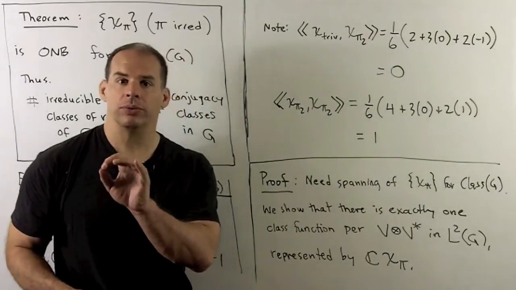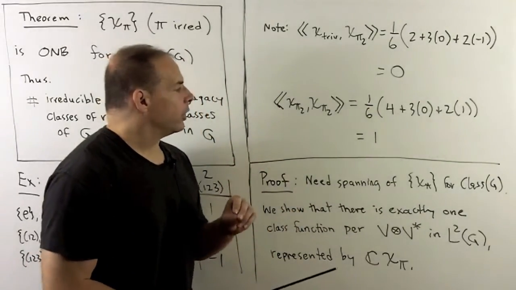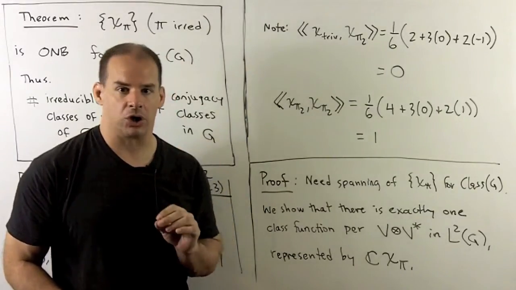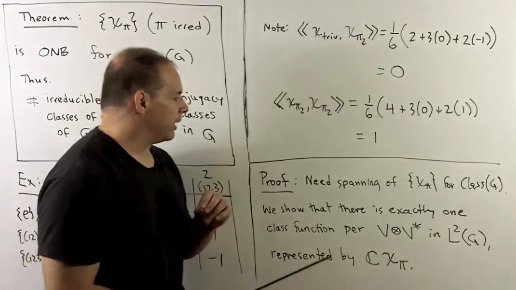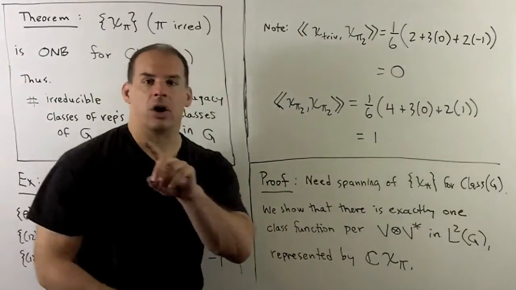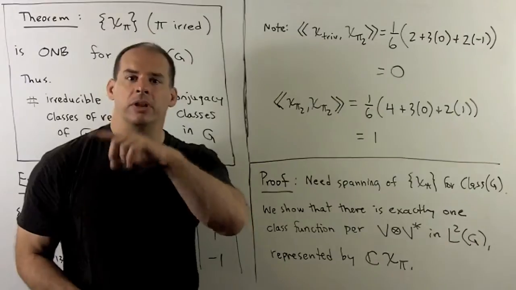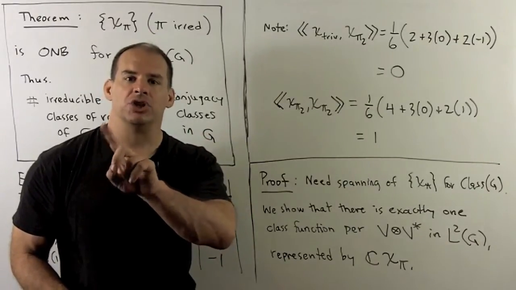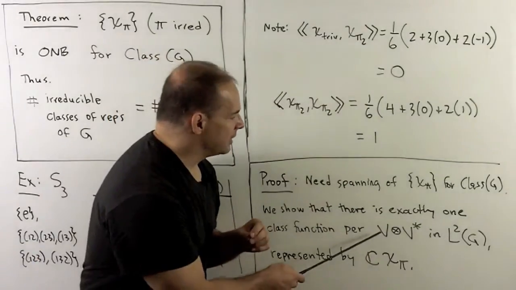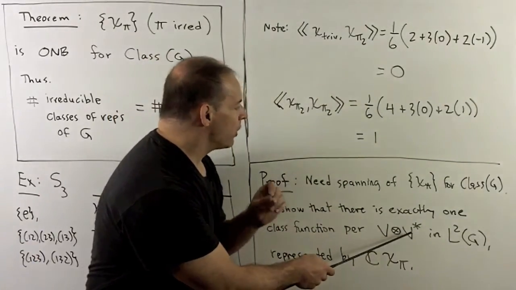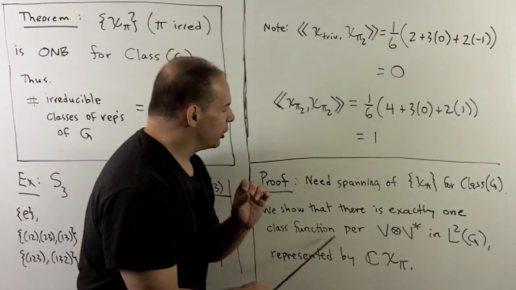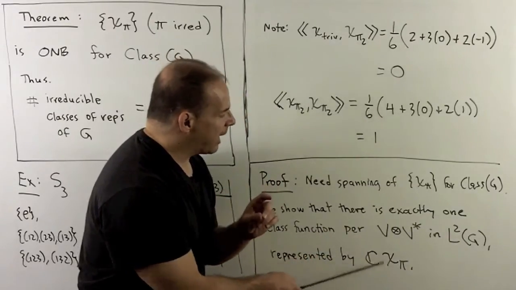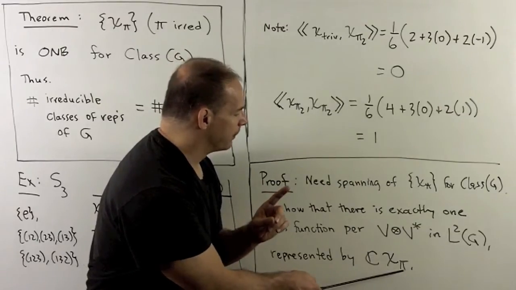Now, for our proof, what do we want to do? We already have an orthonormal set, so I just want to show that we have spanning for the class functions. The way we do this, we're going to take our Peter-Weyl result, the completeness result for L2 of G, on each G cross G representation, V tensor with its dual. I want to show that there's exactly one class function corresponding to each of these, and that subspace is just going to be the span of the character for pi.